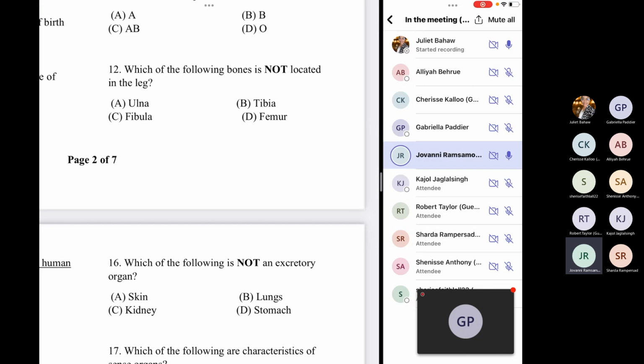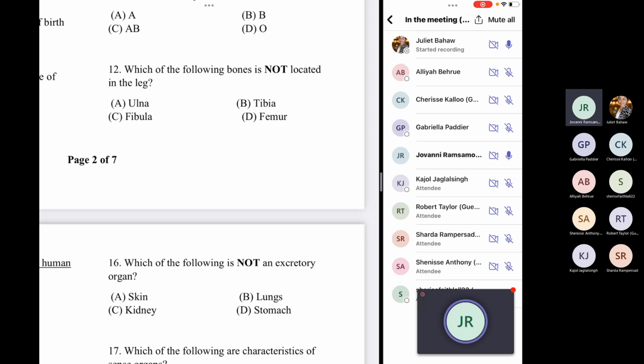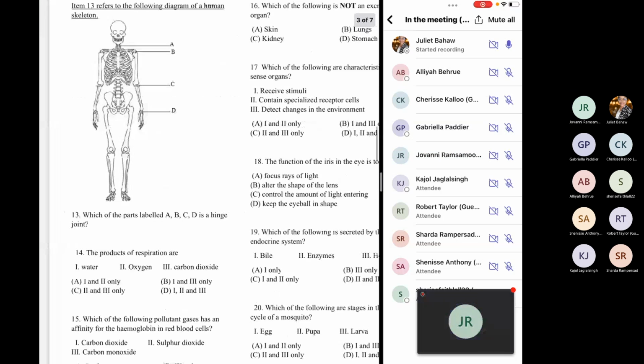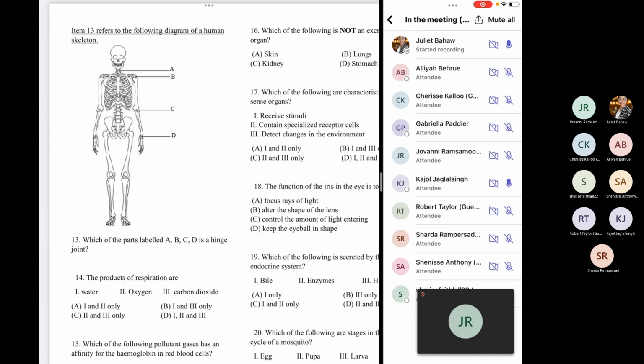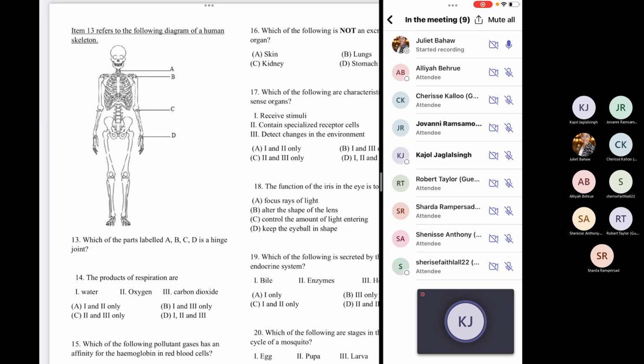Which of the following bones is not located in the leg? E. Ulnar. 13. Which of the parts labeled ABCD is a hinge joint? C. Very good. Elbows and knees, hinge joint.